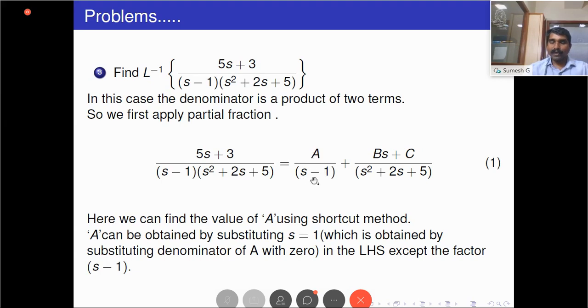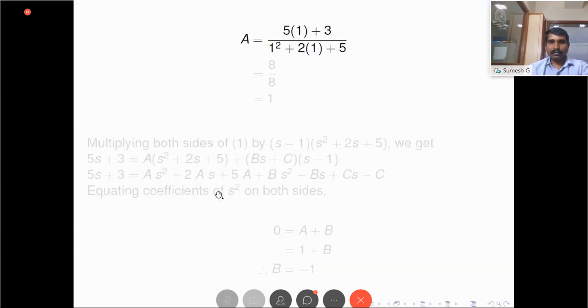To find the value of A, we substitute s equal to 1 in the LHS except the factor s minus 1. So we obtain A equal to 5 into 1 plus 3 divided by 1 square plus 2 into 1 plus 5, which reduces to 1.